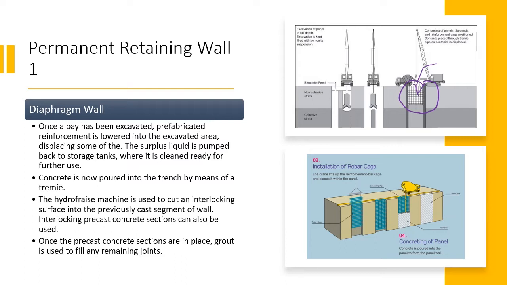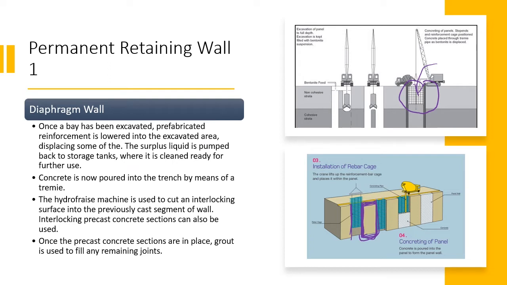So hydrophrase machine is quite a big machine. So in between wall yang being casted here, you nak remove the soil around here, we can use the hydrophrase machine. So dia ada cutter and kita akan pump out keluar the soil so that we can construct diaphragm wall dekat that area. However, interlocking precast concrete section also boleh digunakan untuk area yang ini.